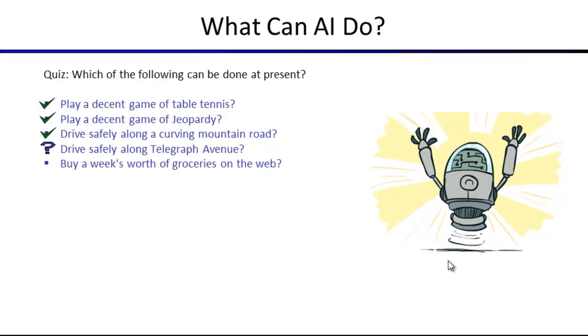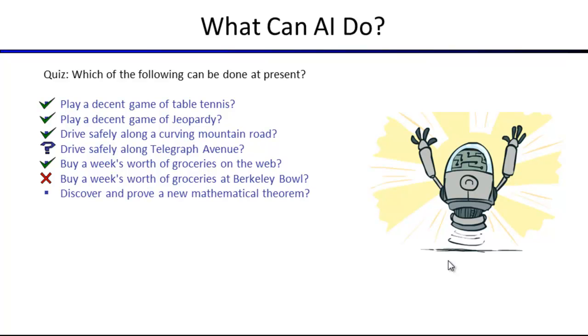Buy a week's worth of groceries on the web. Sure, yeah, why not? It's just submitting some kind of message into a system, right? Should be able to do that. How about buying a week's worth of groceries at Berkeley Bowl? Well, that's a lot trickier. Now you have to navigate among people. That's not yet working.